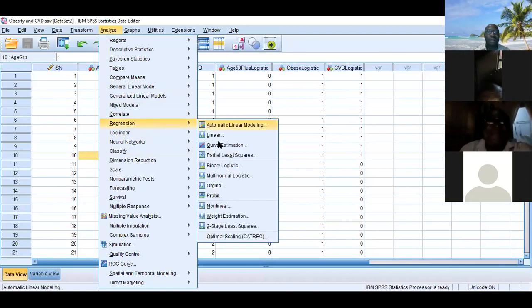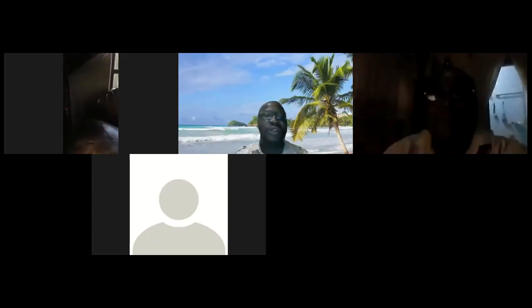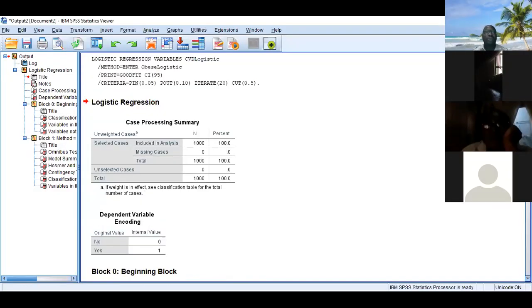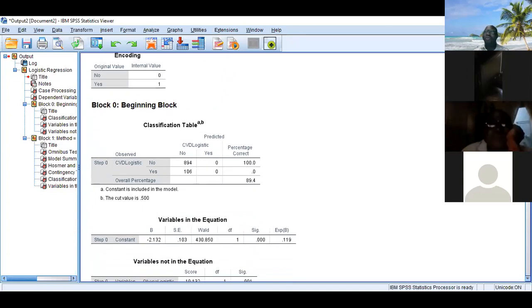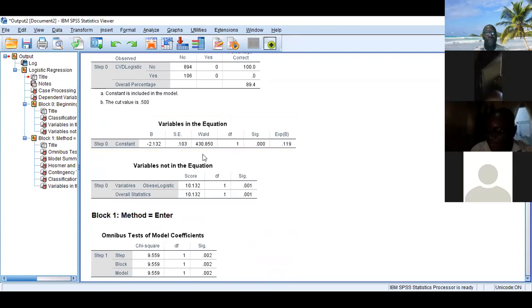Go back. Regression. Binary logistic. This is the output of yesterday. Even though it's a simple regression, it first of all starts with a beginning block. It will first tell you what Y is if there is no X. That's the first block, block 0. Look at the variable in the equation. It's only the constant. Can you see? You know that the constant is the intercept. It's the value of Y when X is 0, when X is not there. So it's only the constant.